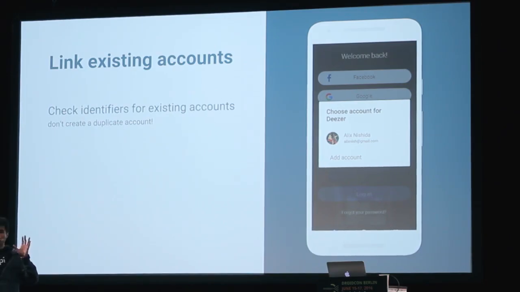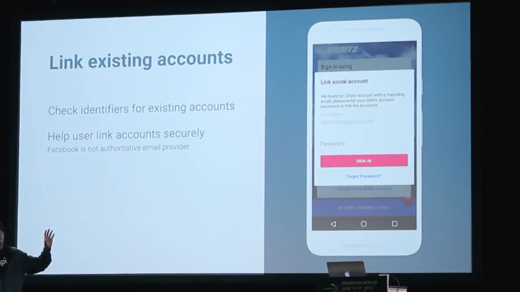So it's the idea that if you have someone coming back and you can match their identifier, their email address, or their phone number against an existing account, try to sign them back in automatically. But you do have to be a little bit careful here, and that is that in some cases, the information that you get may not be authoritative. So Google is authoritative for Gmail addresses, but for phone numbers, we're not, and Facebook logins in particular.